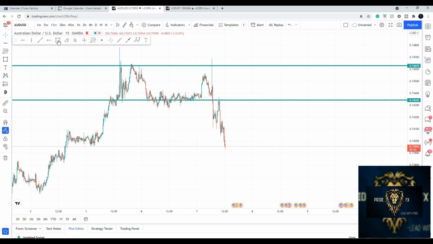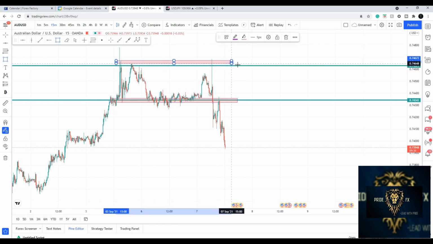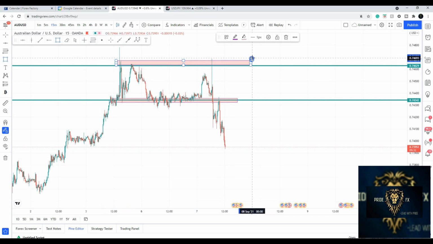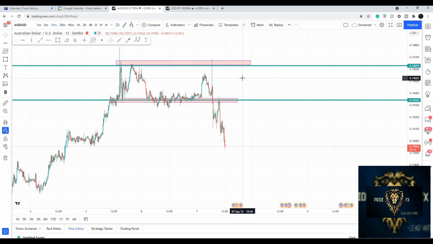So what we're going to do is just highlight our zone. Going to highlight our zone, and on top we're going to highlight that zone, right? Just to give it more. And then let me just delete this. So we can see that this zone is where the market should be playing, right? This is where the market should be playing.